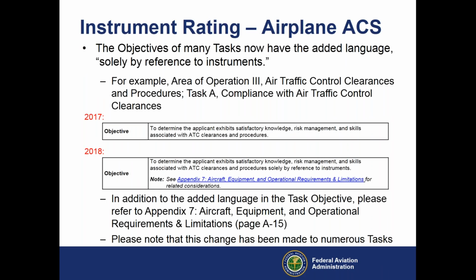This is what appears to be a small change in the task objective for Area of Operation 3, Task Alpha. However, it could have significant impact. By not having solely by reference to instruments in the objective line, it allowed this task to be completed without a view limiting device. Now, this task is required to be completed while the applicant uses a view limiting device. For more information about using a view limiting device, please also refer to Appendix 7, page A-15. While Area of Operation 3 Task Alpha is used as an example, this change has been made to numerous tasks.